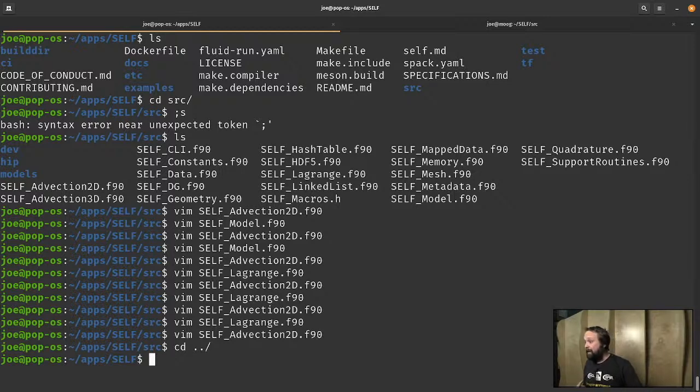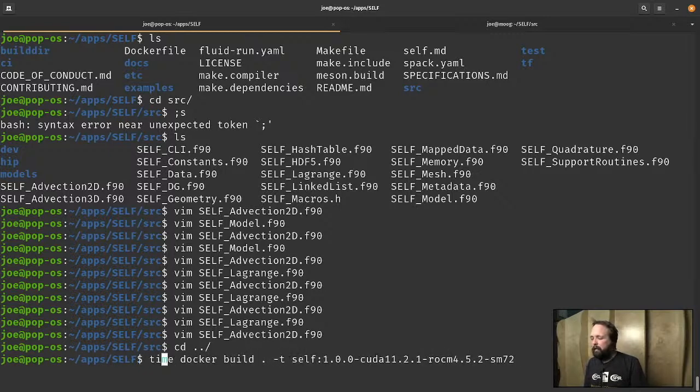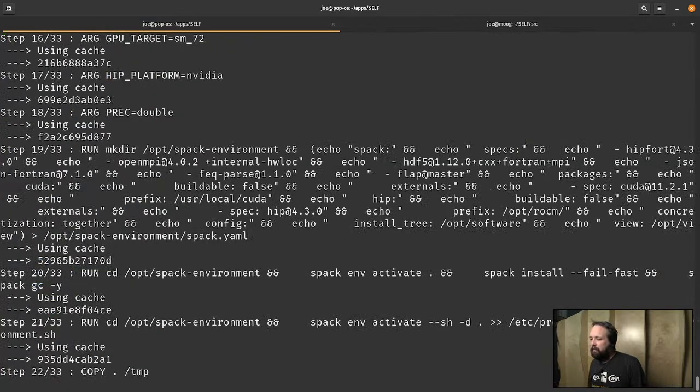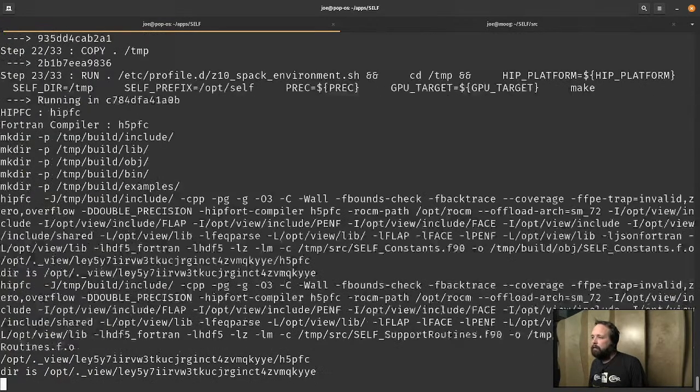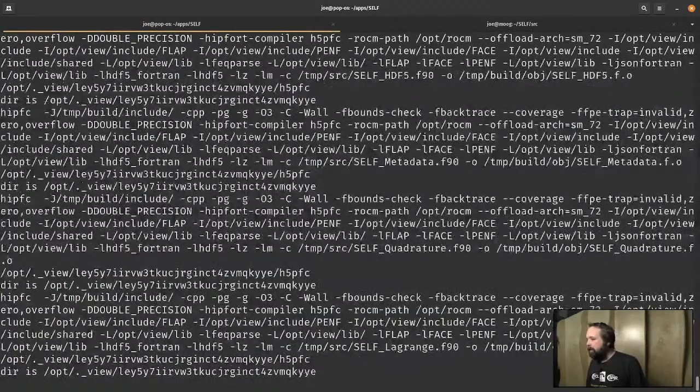So we can test on AMD GPUs as well, but we'll get there. But you can easily just use the Dockerfile that's provided in the root directory. I'll be getting this stuff merged into develop and main soon. The first time you build, it's going to take a while because it basically installs all the dependencies for SELF.